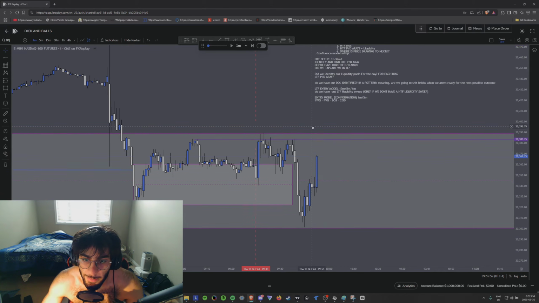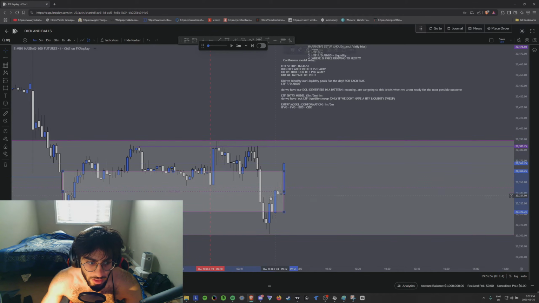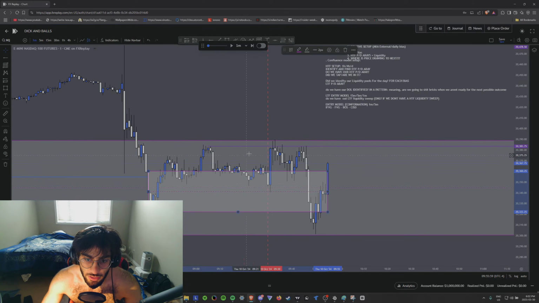All right, no funny business. Let's get right back into where we left off. So as you can see here, we do have 1, 2, 3 fair value gaps after we have this internal order block, external fair value gap.